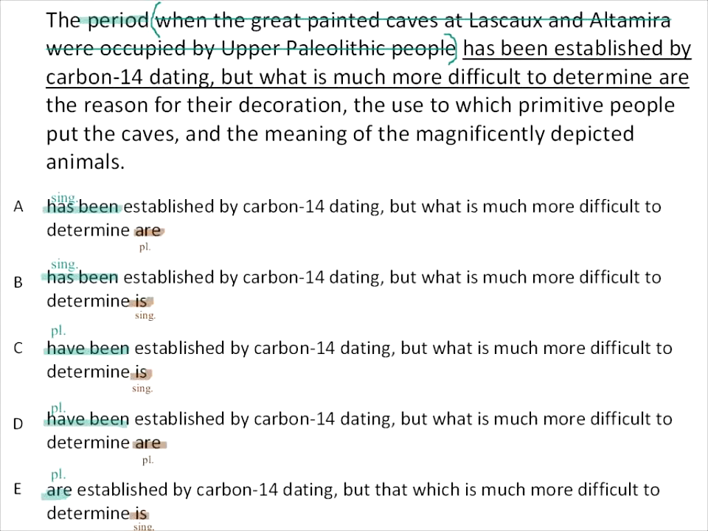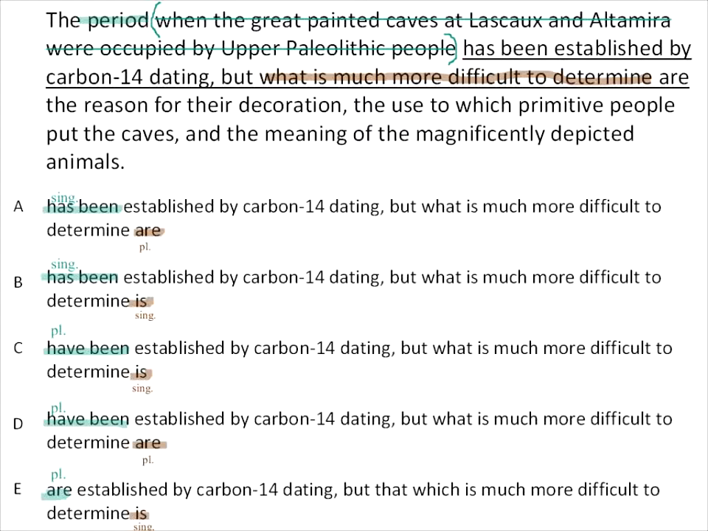So far, everything that everybody has typed is wrong. The subject is not the reason, and it's definitely not the reason, the use, and the meaning, because that would be plural. Okay, there's a correct answer. I don't know if you guys can see the text box, but the subject of this clause is what is most, or what is much more difficult to determine. That, folks, is the subject.